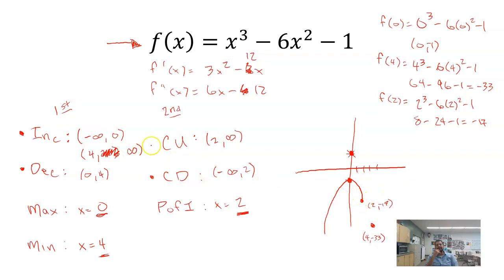Then from 2 to 4, notice I am concave up, but I am still decreasing, so my function would kind of come down like that, and it would be a lot smoother than the way I've drawn it, but it would look like that. Then from 4 on, I would be both concave up and increasing. Both of those things at the same time would be true. So my function would look something like that.